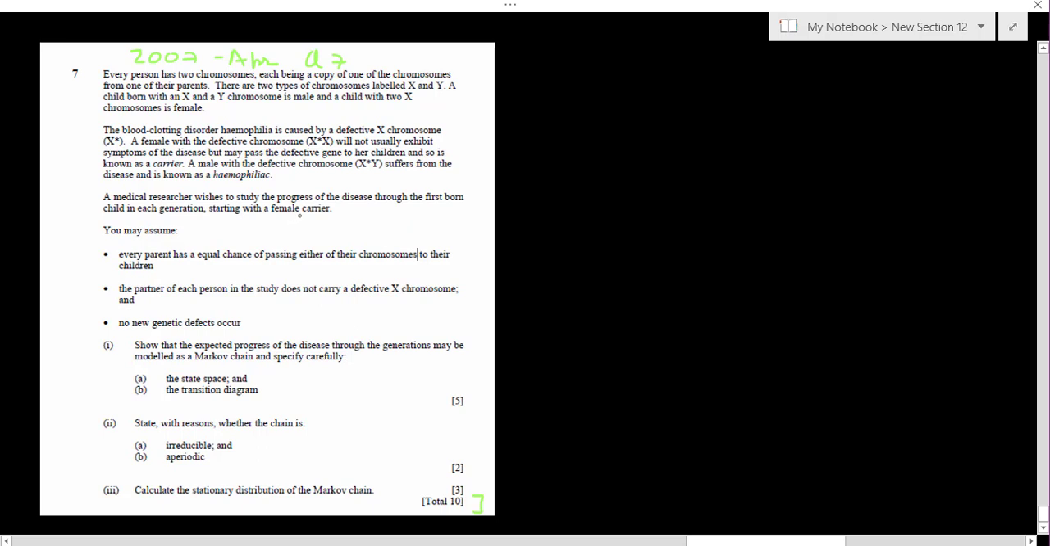Okay, and there are 2 types of chromosomes labeled as X and Y, and a child born with an X and a Y chromosome is a male child, and a child born with 2 X chromosomes is a female child, right? So basically XY is male, and that's something we know. Okay, that's male, and XX is female. So it's the second chromosome that determines the gender, right, out of this pair.